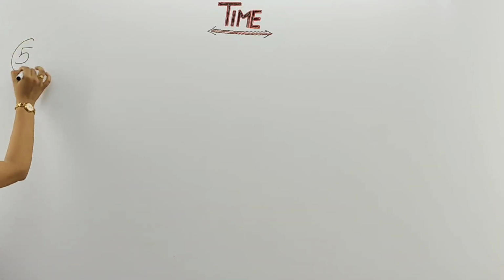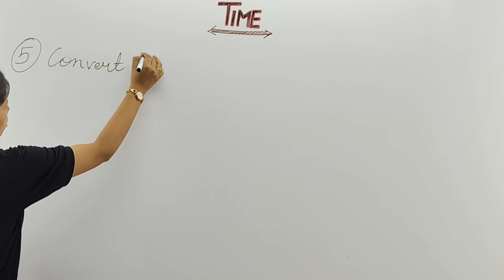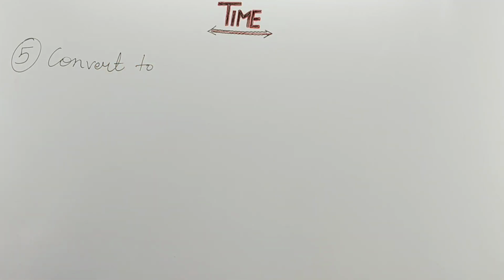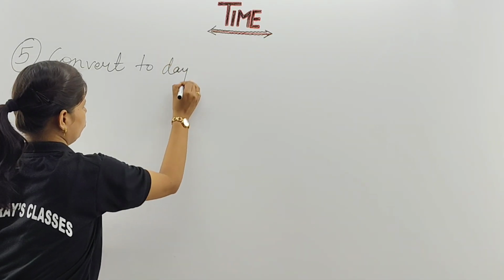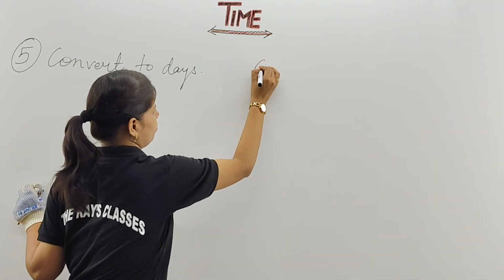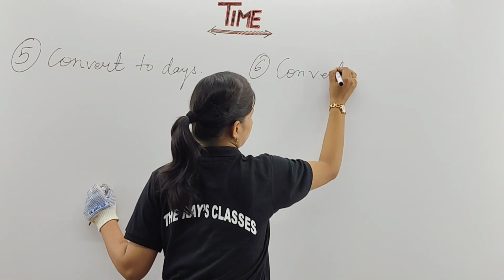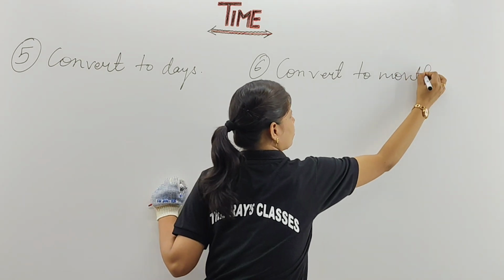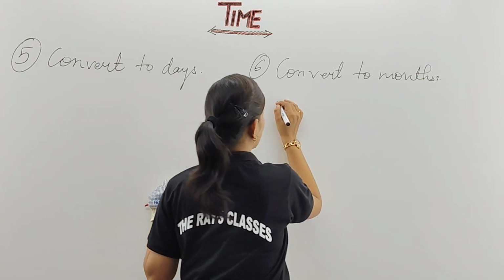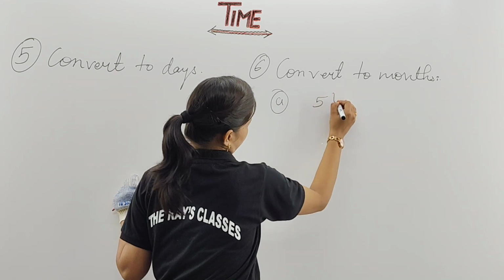Now the fifth part of yours: convert to years or days. What will I write? Convert to days, and the other will be your convert to months. Convert to days, and the sixth will be your convert to months. In this your question is there, 5 years.